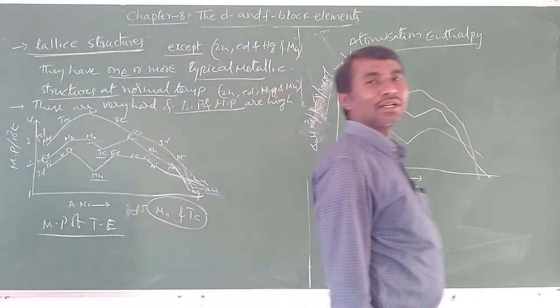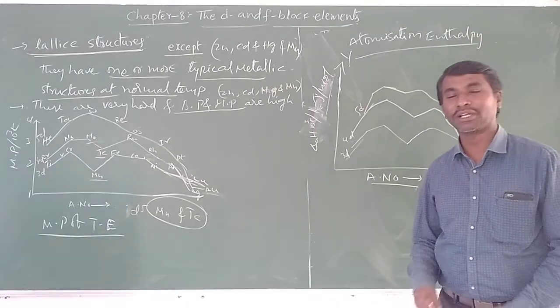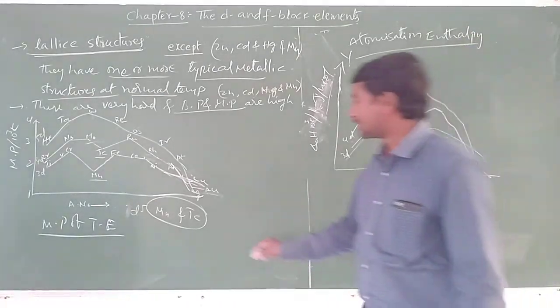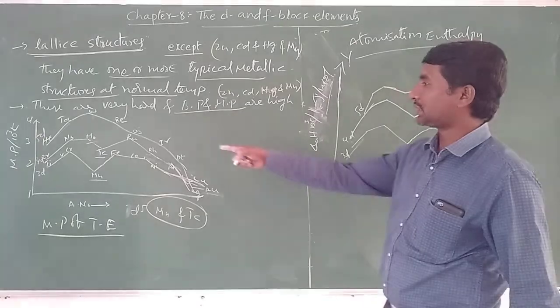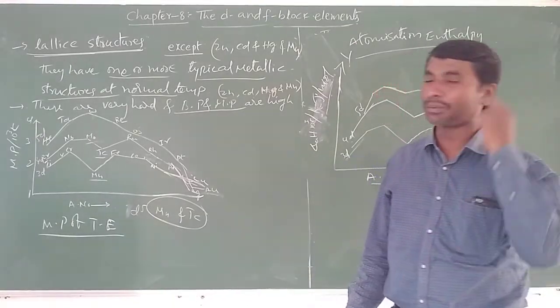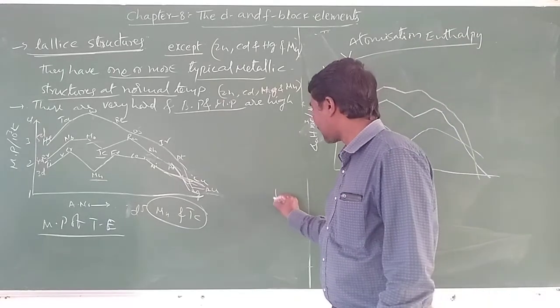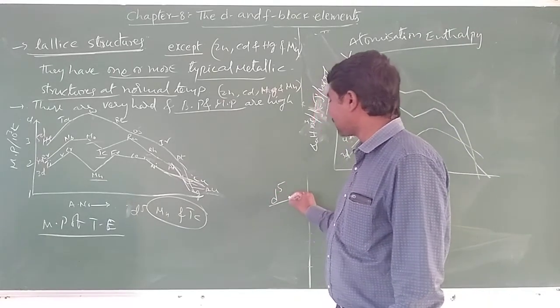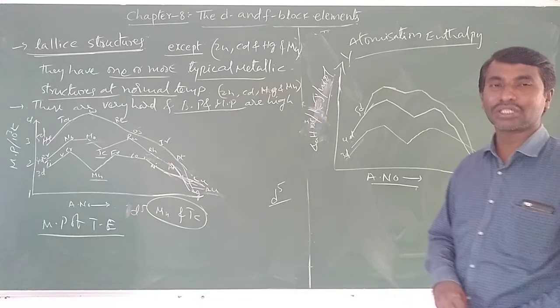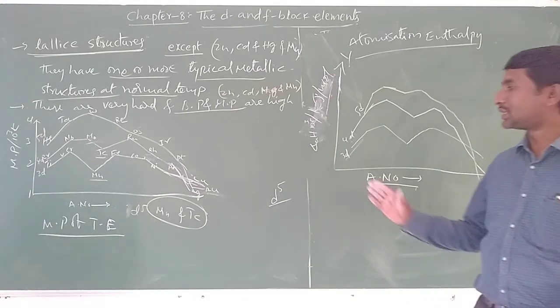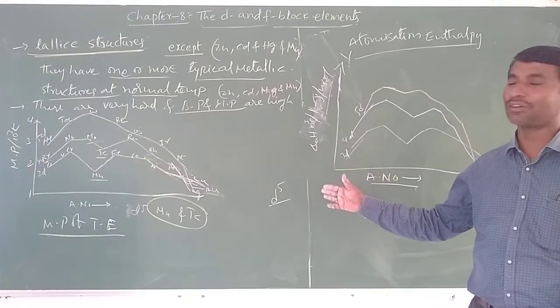That is because of anomalous behavior. Why? Because technetium and manganese have the d5 electron configuration, which is more stable. So they are exceptions.